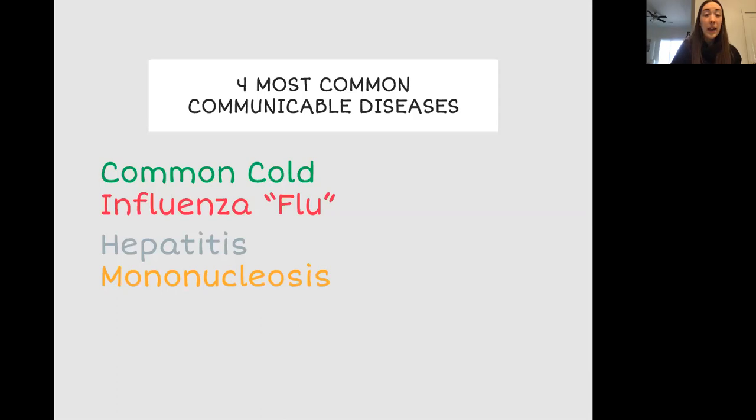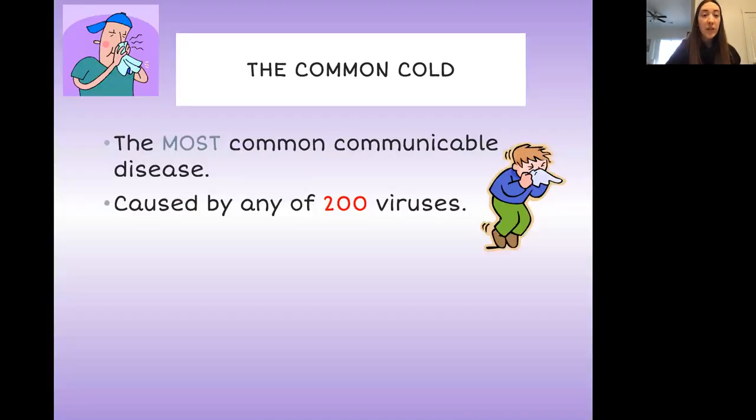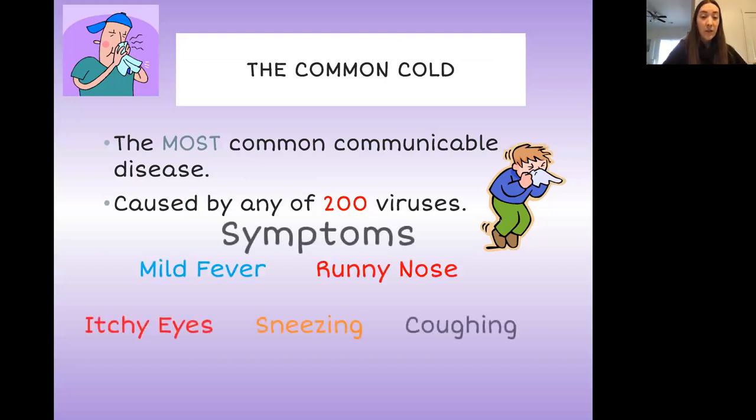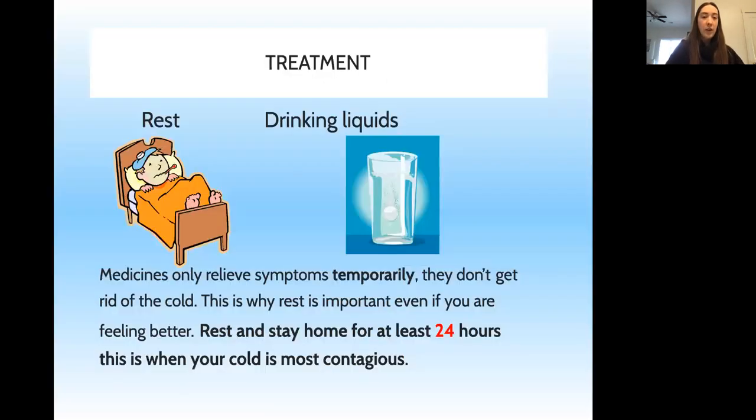Okay. And most common communicable diseases: the cold, the flu, hepatitis, and mononucleosis. So the common cold is the most common communicable disease and can be caused by any of 200 viruses. These are some of the symptoms that we're going to see, and probably you've all had a cold, so you've experienced one or more of these symptoms. The treatment, there's no vaccine or cure for the common cold, so we just want to rest and we want to stay home, make sure that we're not contagious anymore. We want to eat really well and drink a lot of liquids.